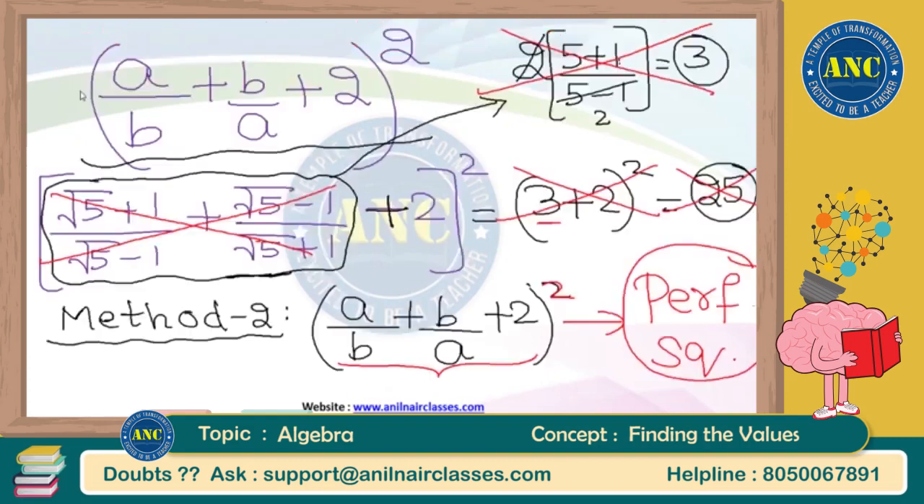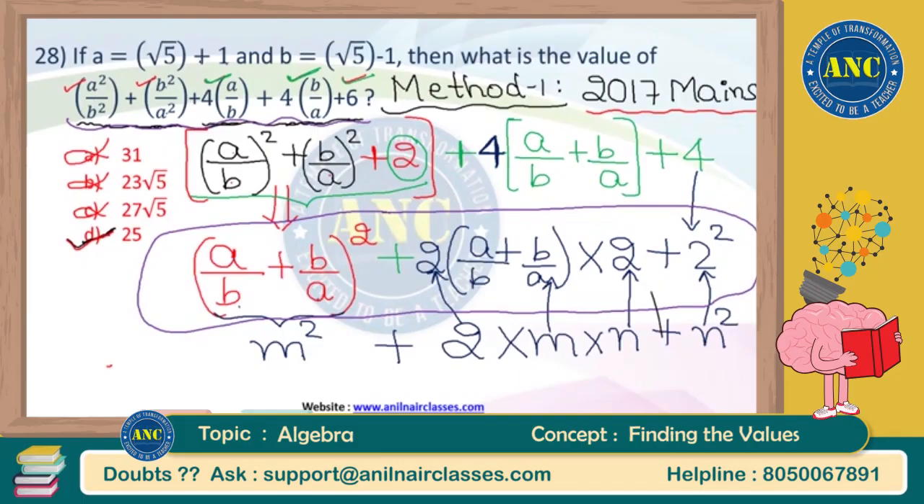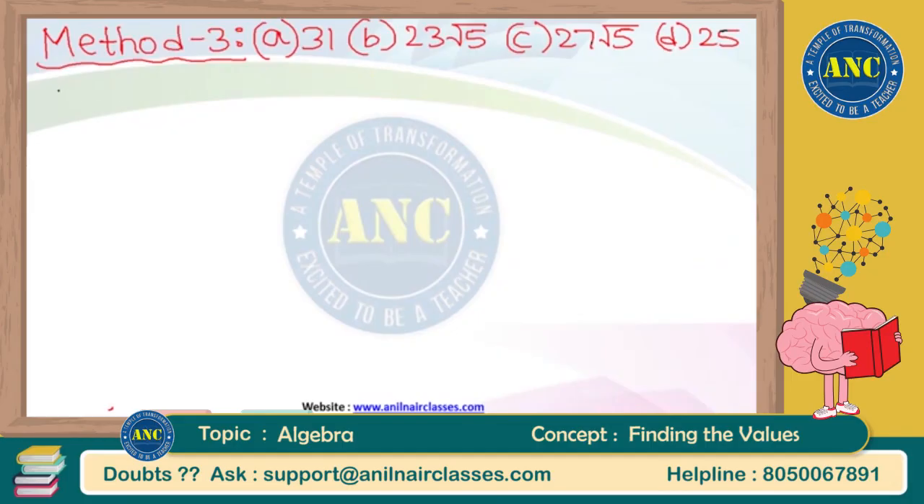Now, what have they given in this question? A value is root 5 plus 1. B value is root 5 minus 1. Now see here, sir. Beautiful way of solving. A value is root 5 plus 1. Root 5 is approximately 2.2. 2.2 plus 1 is 3.2. B value is root 5 minus 1. 2.2 minus 1 is 1.2. Now, what are they asking in the question? The question says you need to find (a by b) whole square.